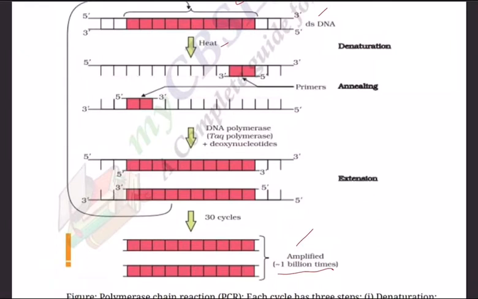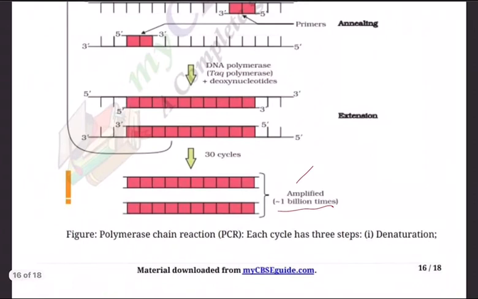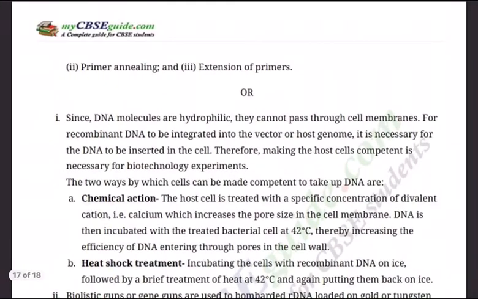So this is how the number of cycles will be repeated so that you get around 1 billion times amplified. That is the use of it. Okay, 30 cycles. Now PCR, each cycle has 3 steps: denaturation, primer annealing, and extension of primers.